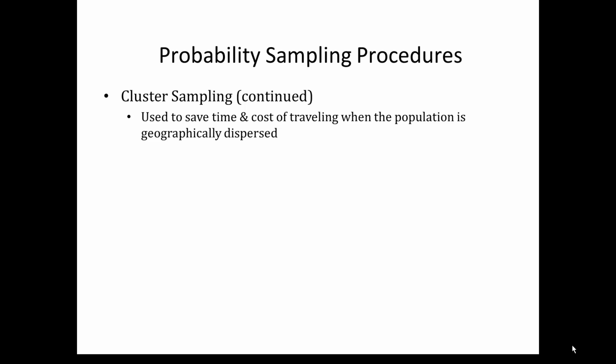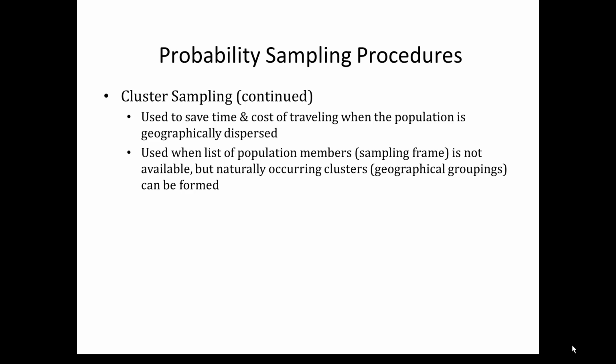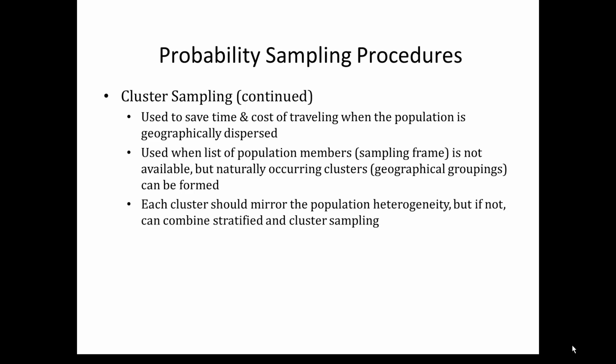Even if geography is not involved, for example, if you're drawing a sample from a long list of population members, such as the phone book, it can save you time in physically selecting the sample. Cluster sampling is especially useful when a sampling frame or list of population members is not available. In this case, if you can find naturally occurring clusters in certain geographical areas, you can use that as a basis for cluster sampling. Now, the catch with cluster sampling is that it may be difficult to find or create clusters such that they are similar to each other as required by the procedure.